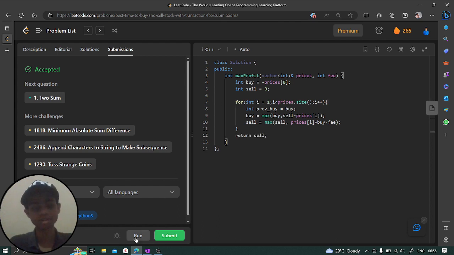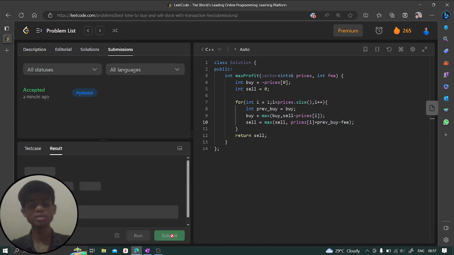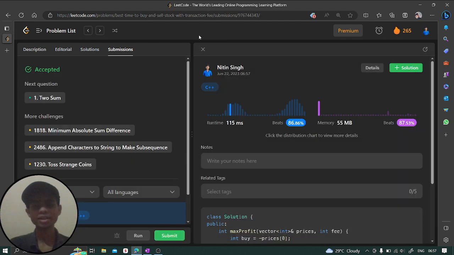Let's try to run this code and see whether it's working fine or not. I hope we should not get any error. You can see guys, it will give an error because we are not using previous buy here, right? Let's run this code now, and you can see both test cases working. So let's try to submit this code, and it should work, right? You guys can see that it also got submitted.